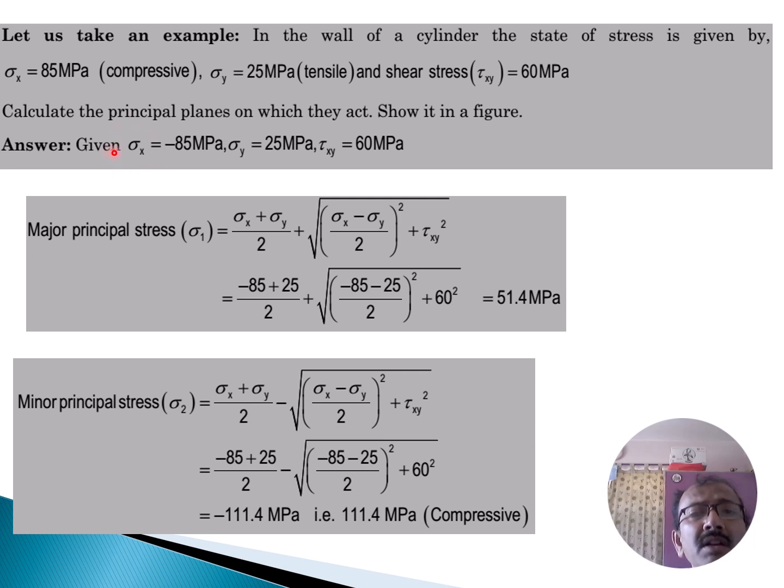So this is the given value: sigma x is 85, sigma y equals 0, and tau xy equals 0. With the help of the direct formula for the major principal stress, sigma 1, we just put the values and get the value of sigma 1. Similarly, for the minor principal stress, sigma 2, here it is positive and here this should be negative. All the values are the same: sigma x plus minus sigma y by 2, minus root over of this, and we just put the values of sigma x and sigma y and get sigma 2, that is compressive in nature. So sigma 1 is the major principal stress, that is positive, and sigma 2 is the minor principal stress, that is negative.